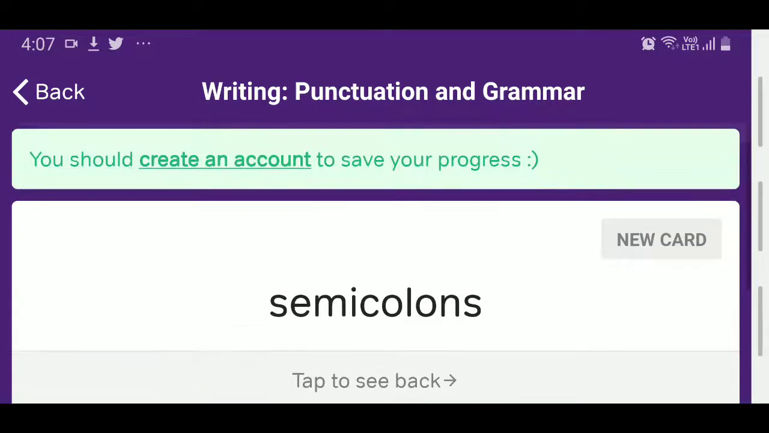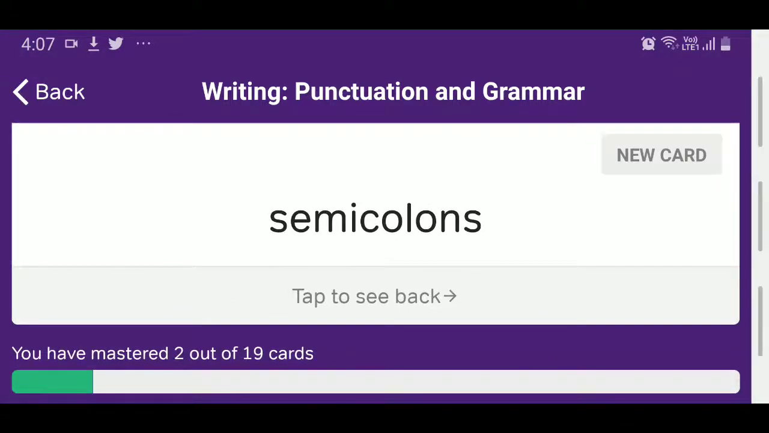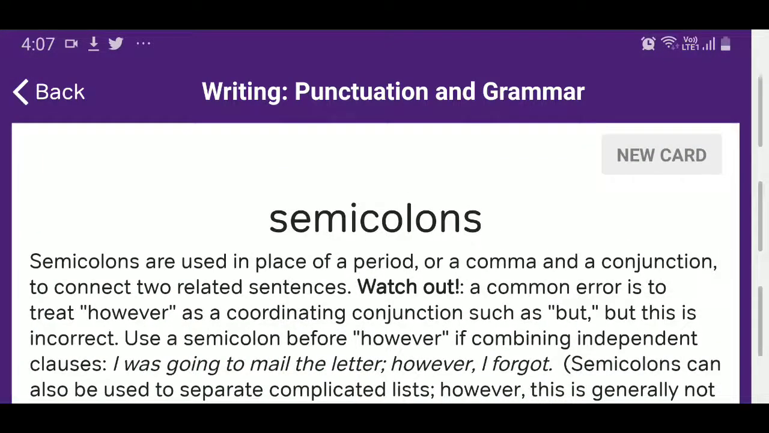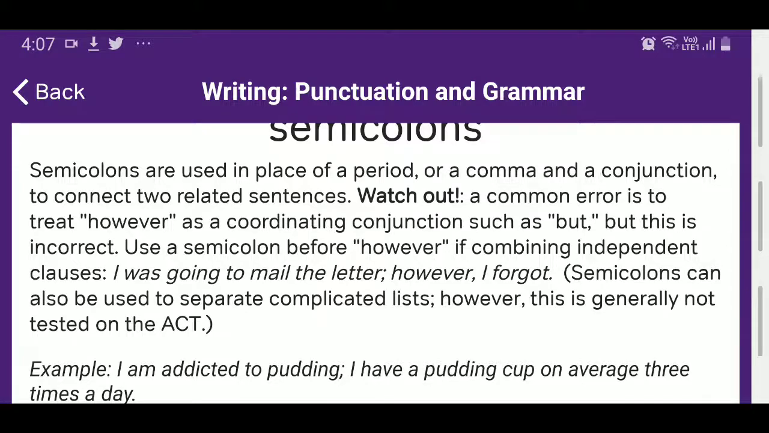Now let's say I want to understand how to use semicolons. So let me click on semicolons, and it gives a complete explanation of a semicolon, that you're supposed to use it to separate two sentences which are complete in themselves. For example, here they have given an example: I was going to mail the letter; however, I forgot. Now these two are complete sentences in themselves.